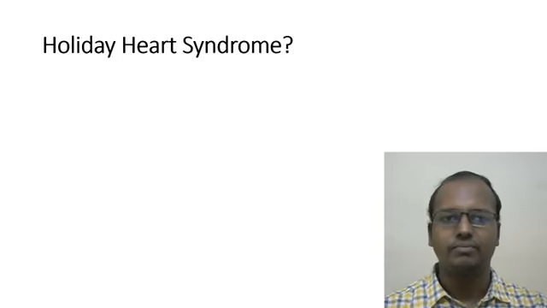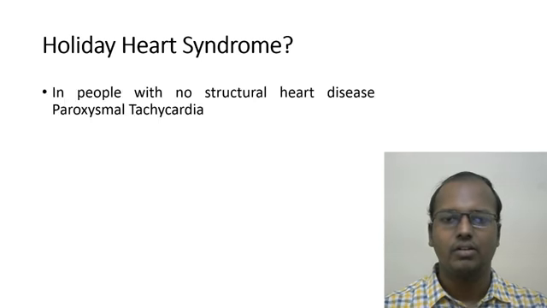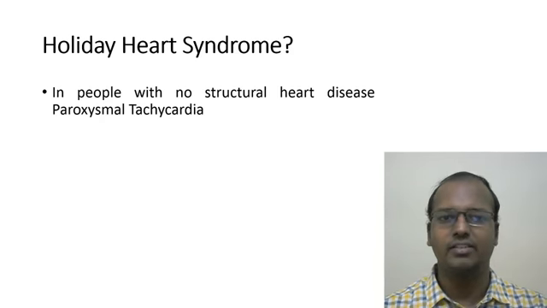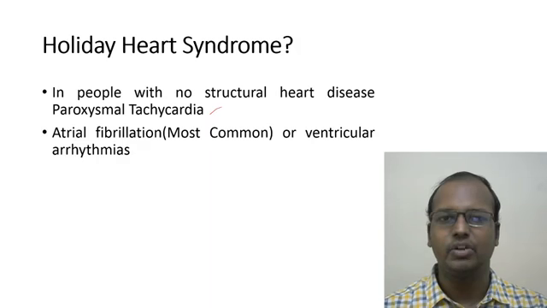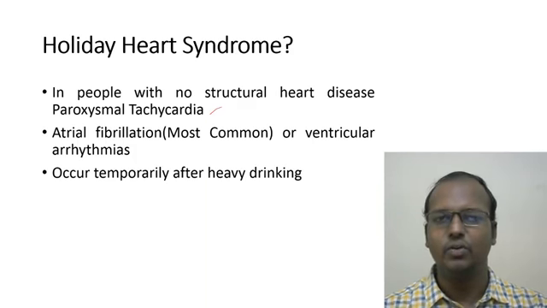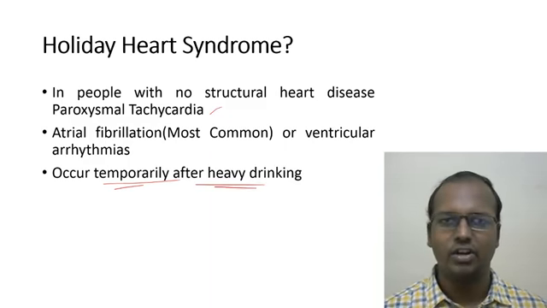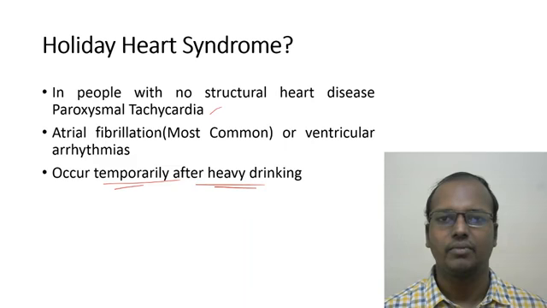What is holiday heart syndrome? This occurs in people with no structural heart disease, and there will be paroxysmal tachycardia. The most common rhythm is atrial fibrillation, but ventricular arrhythmias can also happen. This happens classically in people who drink heavily, and it is temporary. This is a temporary finding that occurs after heavy drinking. This is also called holiday heart syndrome.